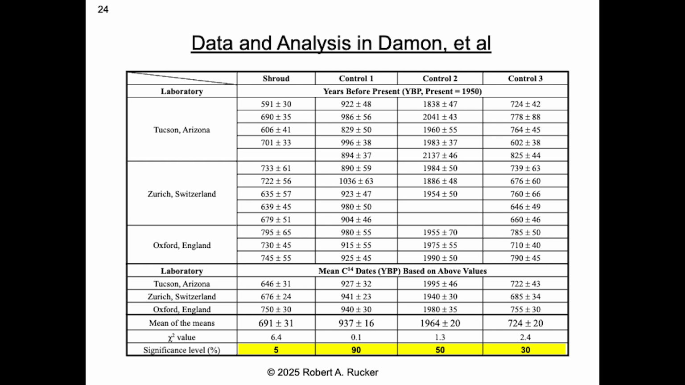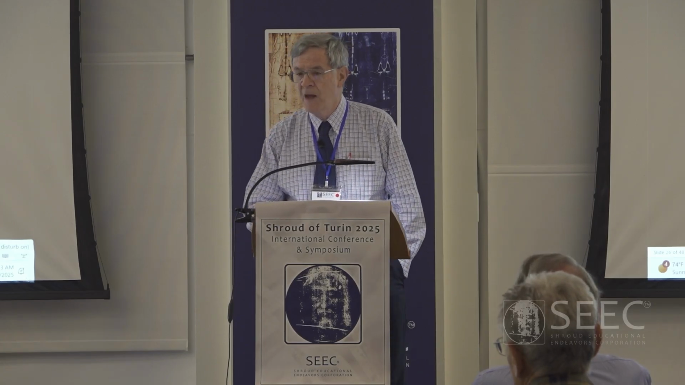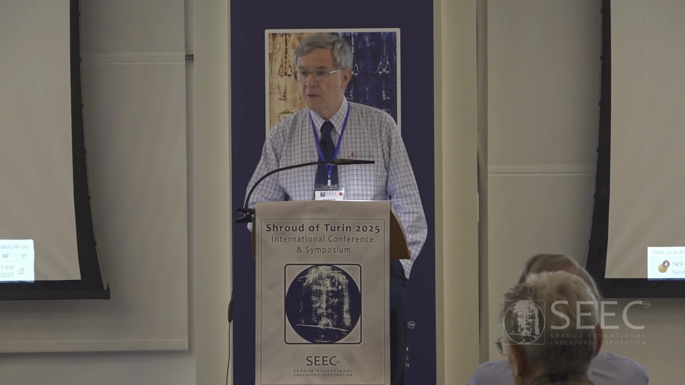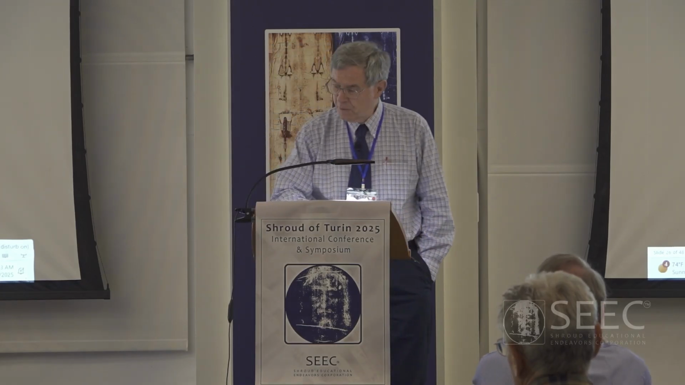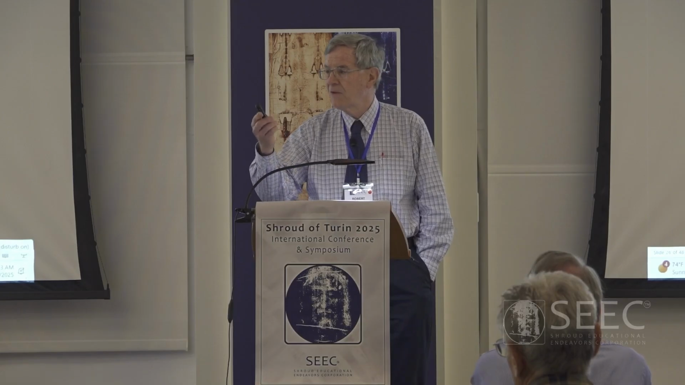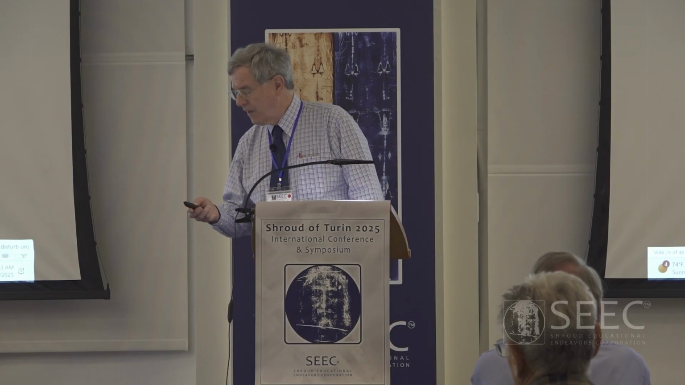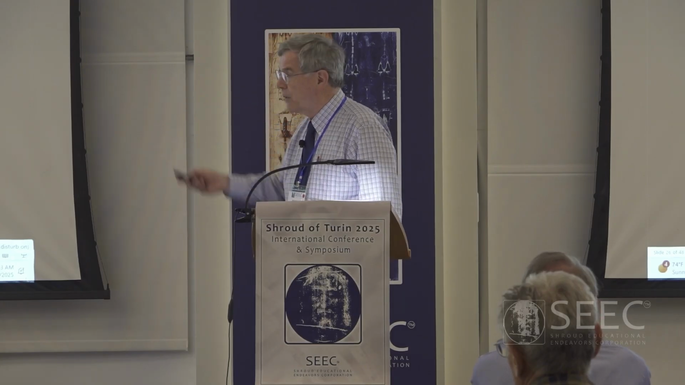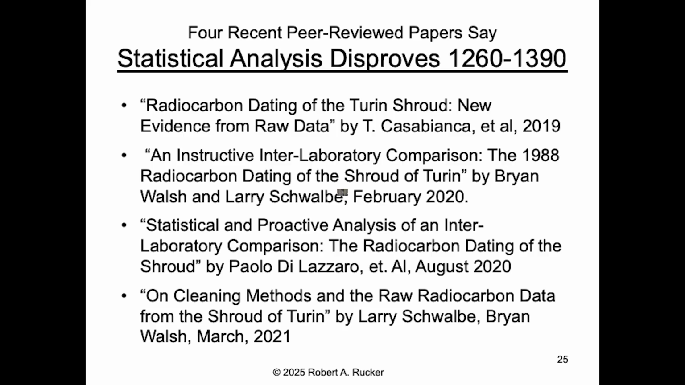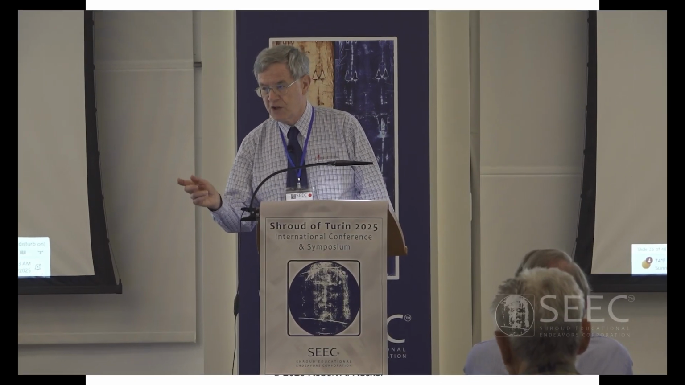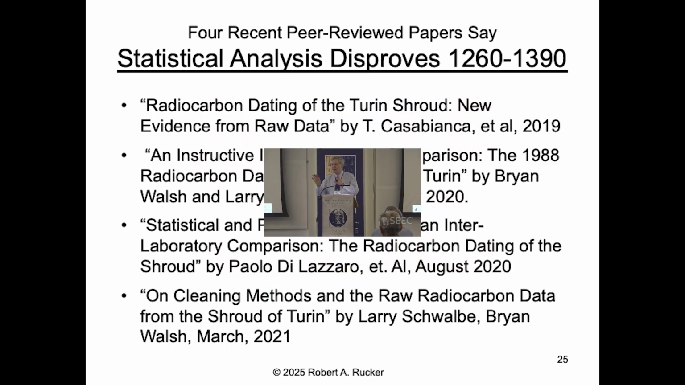Valid or not, we're waiting for an analysis by Marco Riani and Paulo de Lazaro at this point. It's been turned in for peer review, and we're hoping that it'll be coming out pretty soon. Now, here are the four different papers after the information from Tristan Casabianca came out in 2017. There were four different analyses in peer-reviewed journals that all concluded that the samples that were taken were heterogeneous, not homogeneous. Now, what that means is that it's like dating.